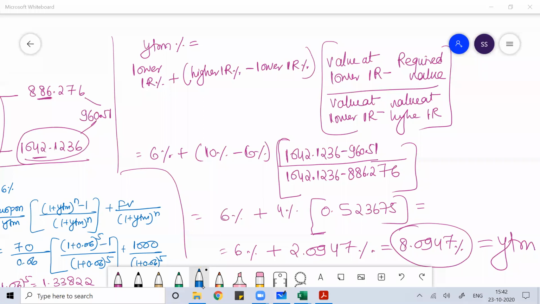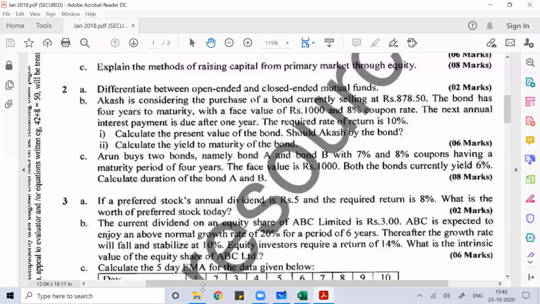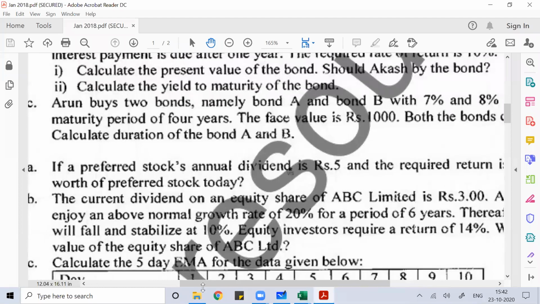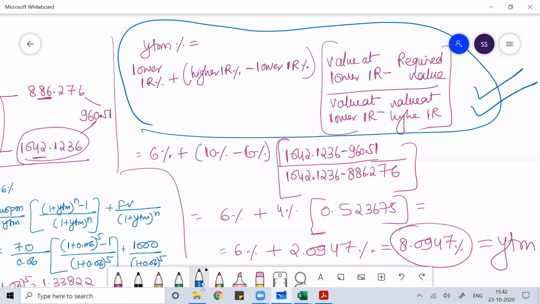Okay, everyone. Remember this formula. Very important. In the exam, you will get a question on YTM. You can see the question paper. Question number 2, part B: Calculate the yield to maturity of the bond. We'll do this in the next class. So YTM is 100% coming in your exam. You have to do it like this.